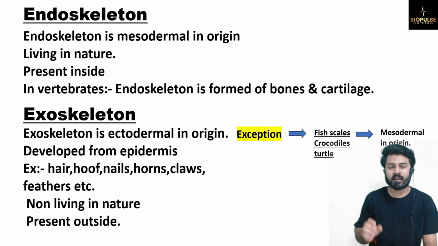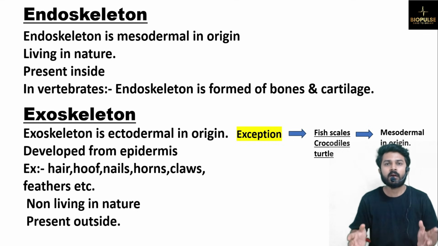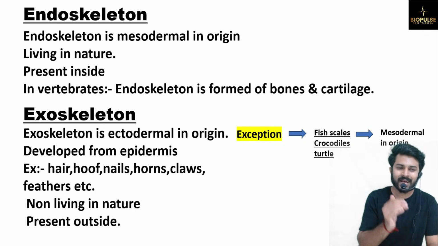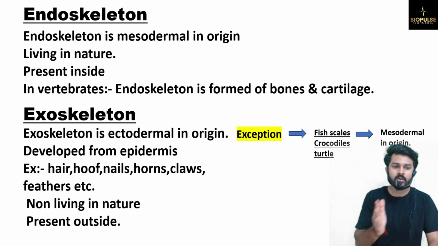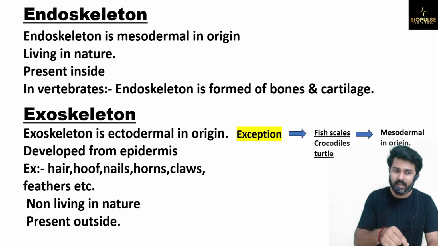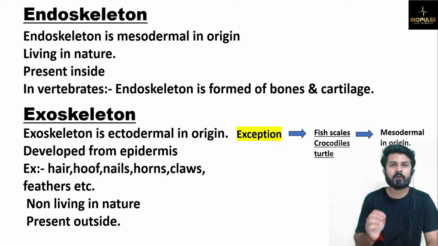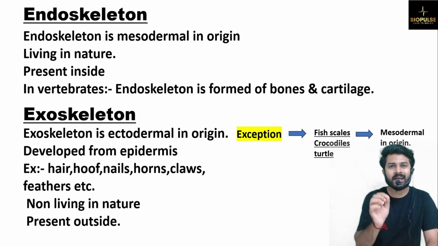Now here the endoskeleton is living in nature. Why is it living in nature? It has a supply of many blood vessels, and if you know, the long bones are the site of production of blood. Now where it is present, I told you on the basis of location we are going to differentiate them. So endoskeleton is present inside the body, and in vertebrates, not invertebrates, the endoskeleton is formed of bone and cartilage. We have read about bone and cartilage individually in animal tissue, if you remember, correct?